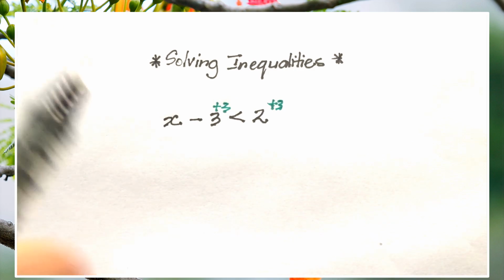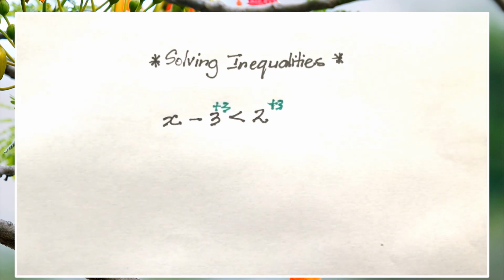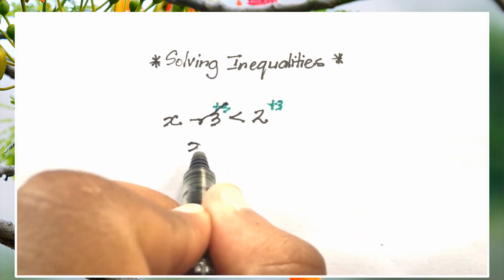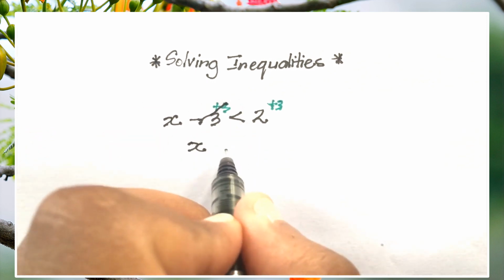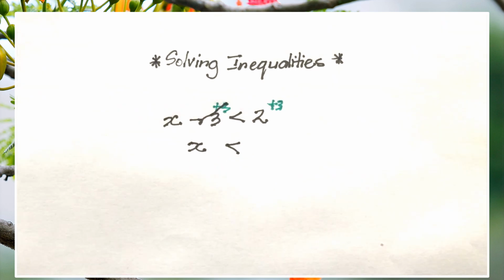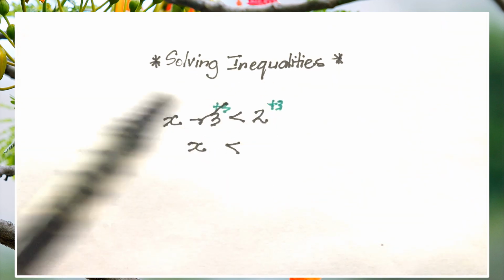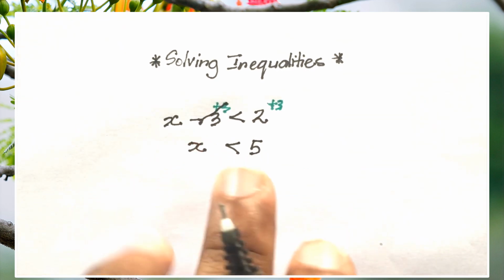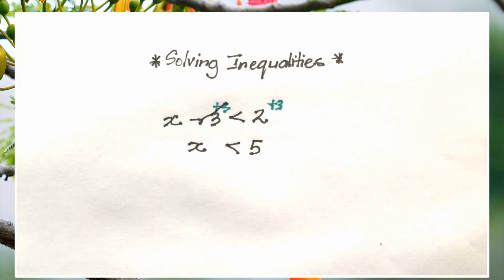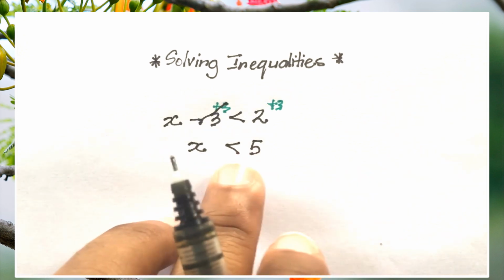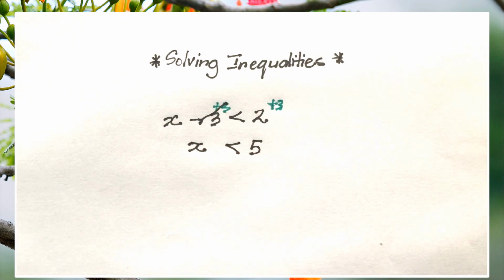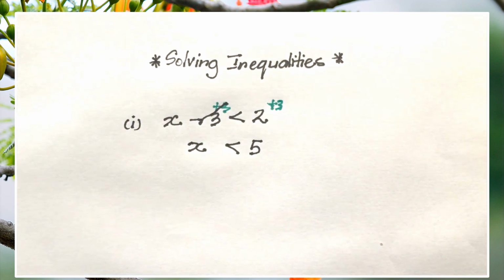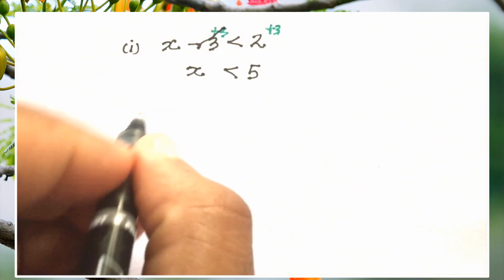What that does, minus 3 plus 3 cancels down to 0. So we're going to have x on the left side, and we're going to keep this sign right here. Good. So now we have 2 plus 3, and that works up to be 5. So x is actually less than 5, or in other words, 5 is greater than x. Easy, not true? Let's look at another example. This is example number 1, and we're going to look at example number 2.